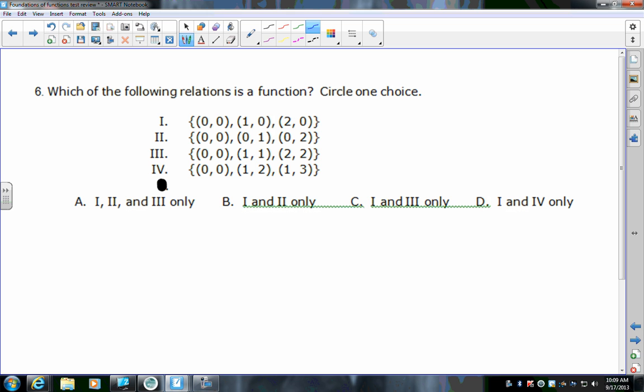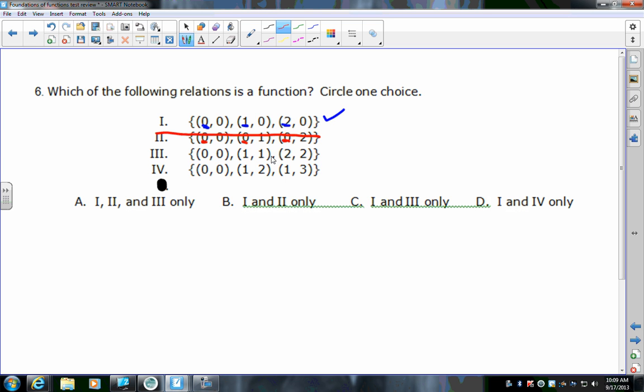Like on number 1, X's, I underline my X's. They don't repeat. Okay, good. This is a good one. That's a function. The second one, 0, 0, 0, that is not a function.